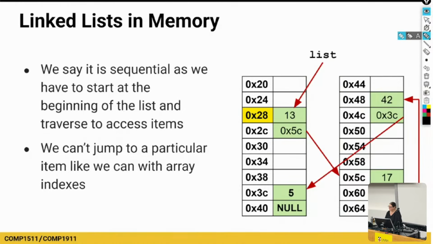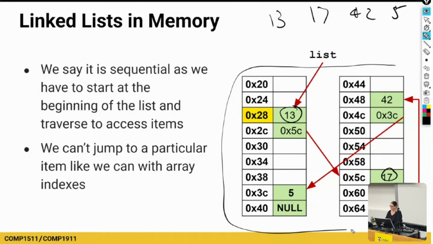So in this example, we're storing the values 13, 17, 42, and 5, but imagine this is just a drawing of what it might be like in memory. It's scattered around in different places on the heap. And instead of just storing the values that we actually want to store, we've got to store extra addresses, because the addresses help link up the list. They tell us where the next pieces of data are.